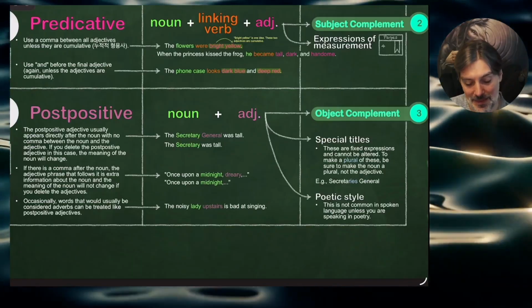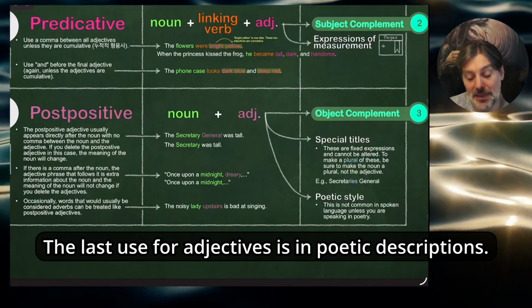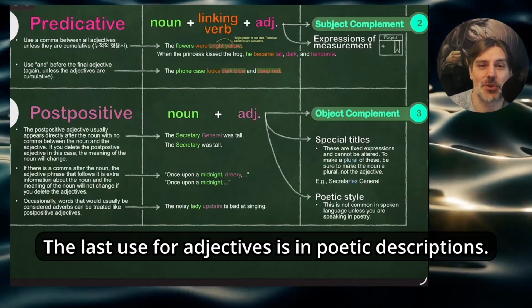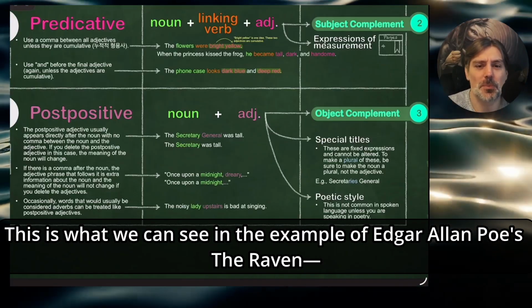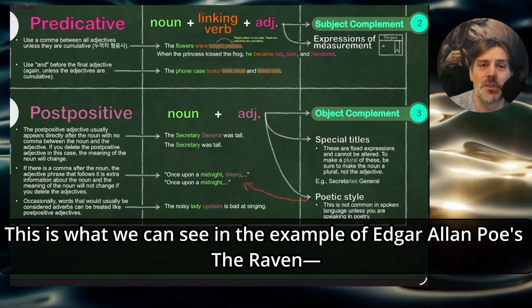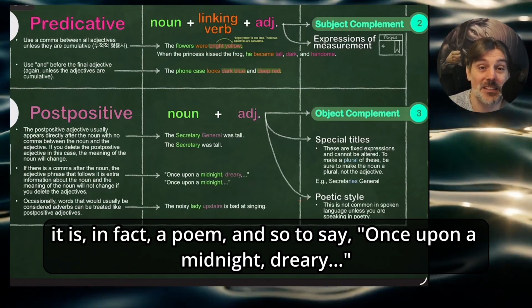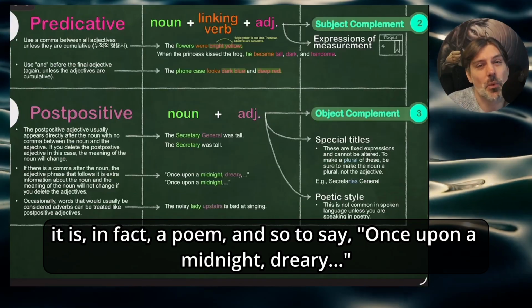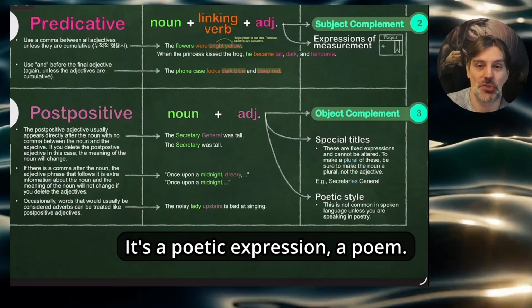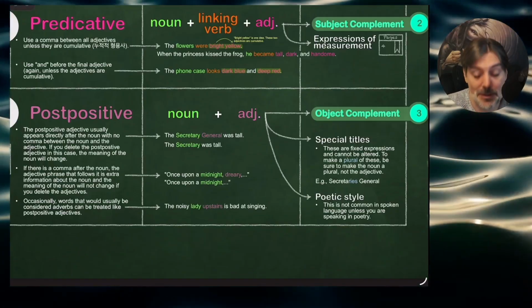The last use for adjectives is in poetic descriptions. This is what we can see in the example of Edgar Allan Poe's The Raven. It is in fact a poem, and so to say Once Upon a Midnight Dreary suits that use. It's a poetic expression, a poem.